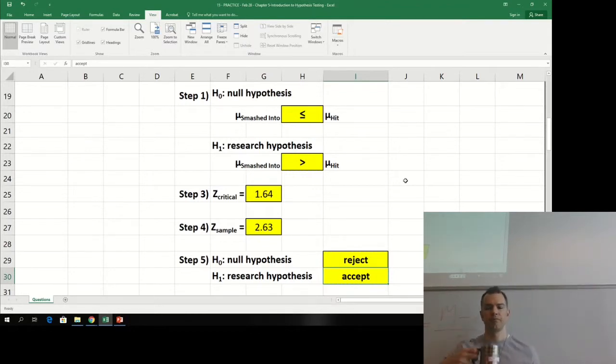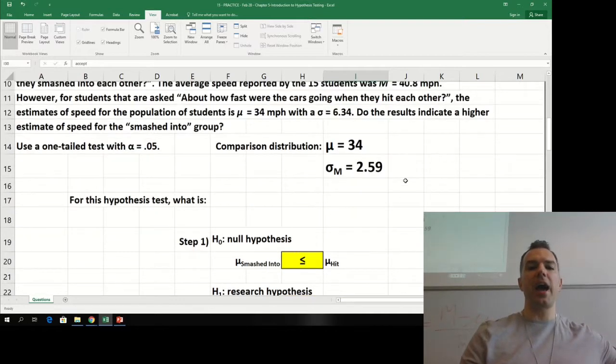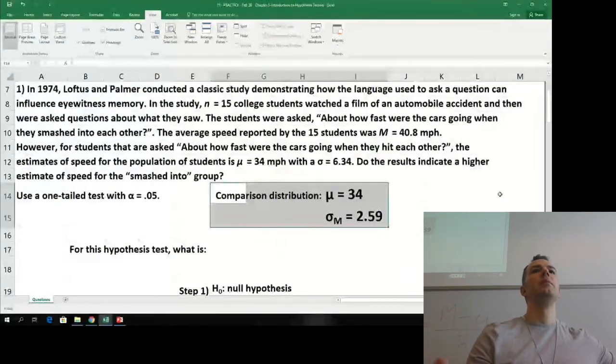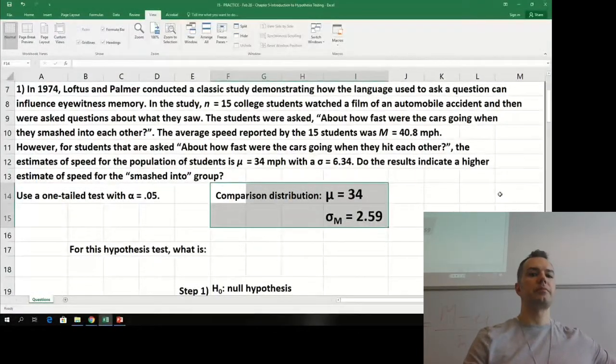Mm-hmm. You said the comparison distribution won't be given to us in bold. Yeah, so rather than having the comparison distribution isolated like this outside of the paragraph, it will be within the paragraph. Oh, so then 2.59 will be... The numbers will be given to you for sure, but it just won't be big and bold like this. It'll literally be like this.